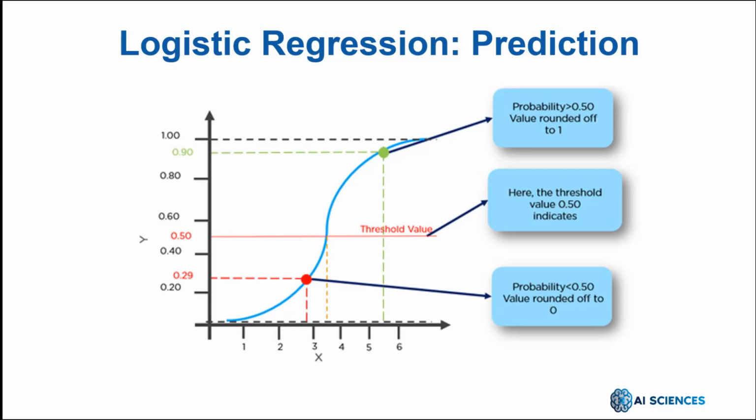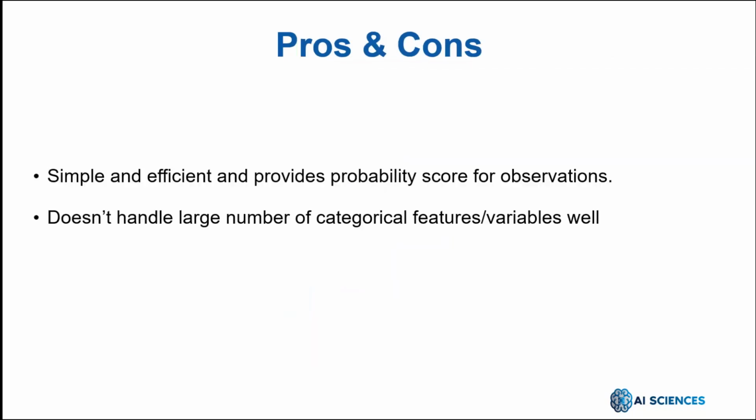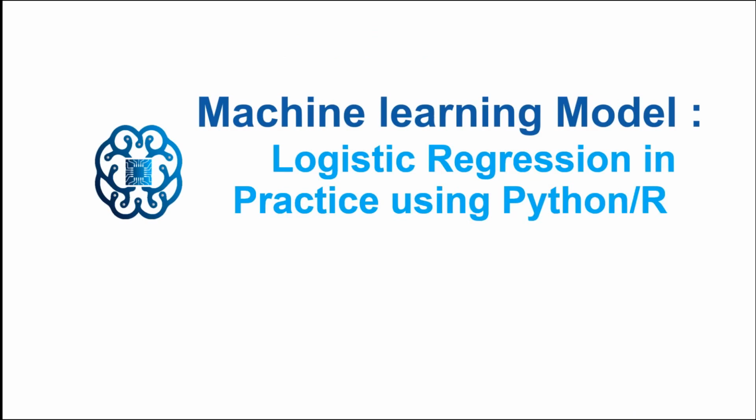Compared to other models, logistic regression is rather simple and efficient. However, it can't handle a large number of categorical variables successfully. That's it. Now you know exactly what logistic regression is and how it works.